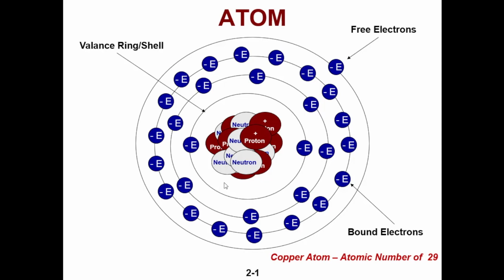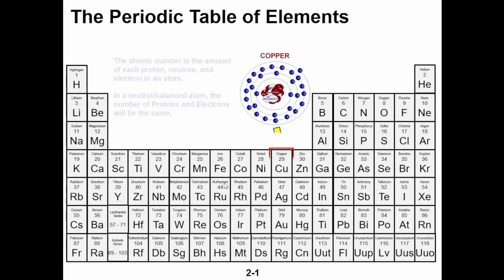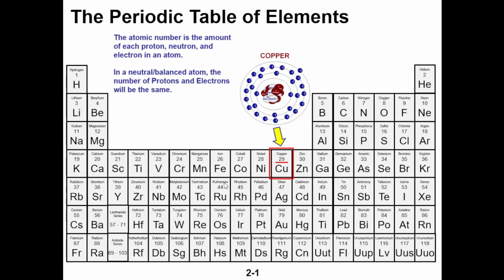Its number is 29. If we follow this copper atom to our periodic table of elements, and everybody cringes when they see this from high school, this little number here, that 29, is the number I'm referring to: 29 protons, 29 electrons. If that's the case, the copper atom's happy. It's balanced. It has no reason to give us any electricity, and we want to get the electricity out of it.